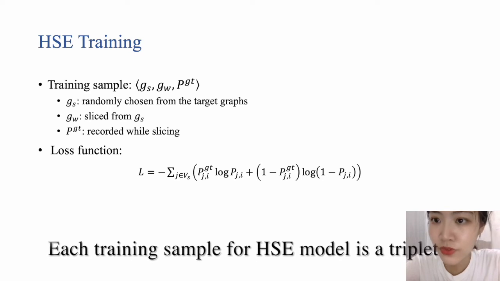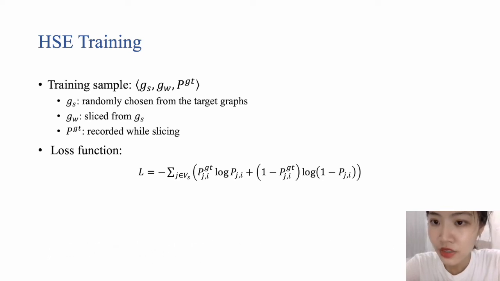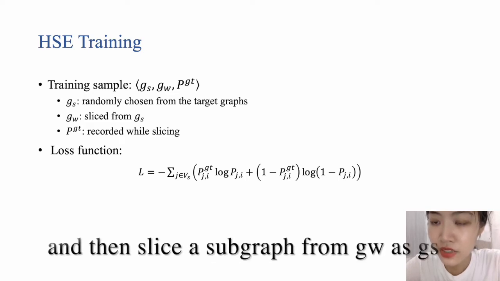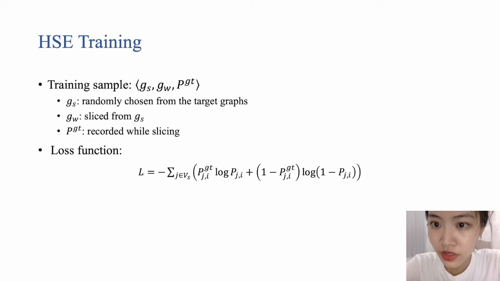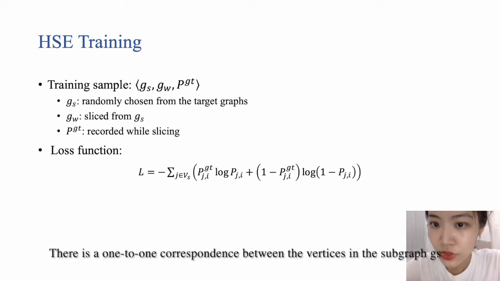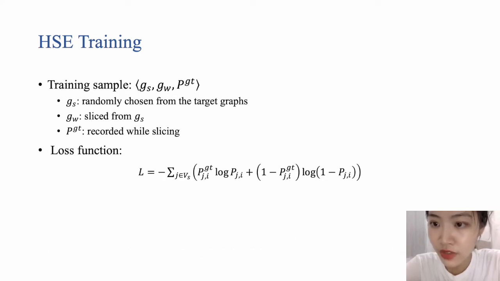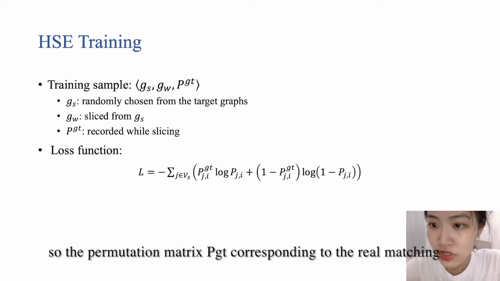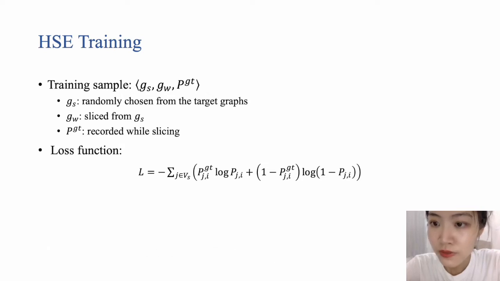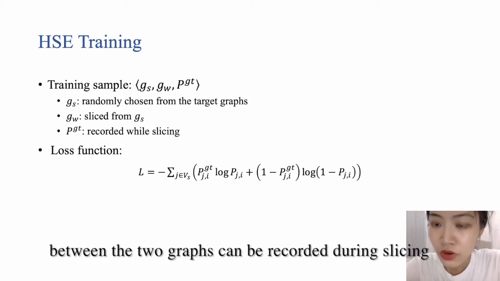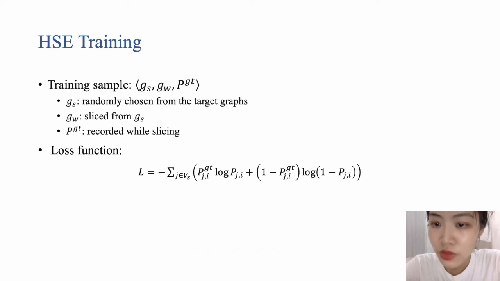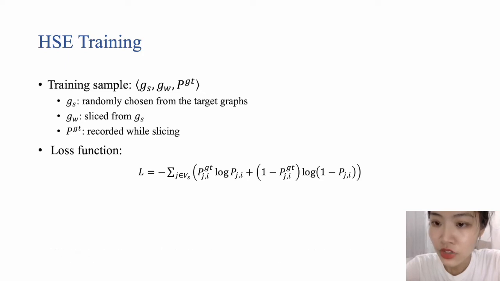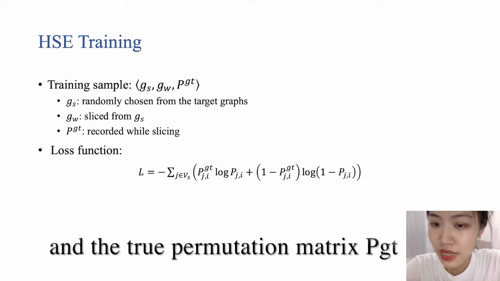Each training example for the HSE model is a triplet. Randomly select a graph from the targets as GW, and then slice a subgraph from GW as GS. There is a 1-to-1 correspondence between the vertices in the subgraph GS and the vertices in the original graph GW. So, the permutation matrix PGT corresponding to the real matching between the two graphs can be recorded during slicing. We train the model by minimizing the cross-entropy loss between the affinity matrix P and the true permutation matrix PGT.